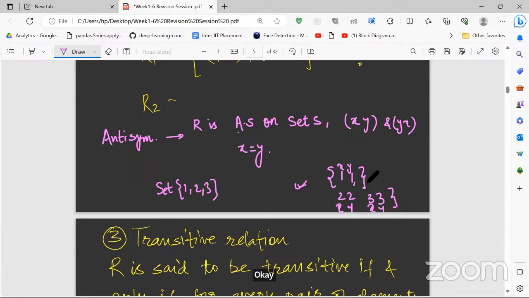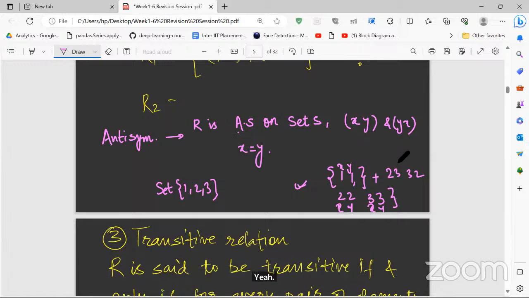Sir, does this mean that every reflexive relation is antisymmetric, or only the identity relation is antisymmetric? No, all reflexive relations won't be, because for any reflexive relation you can have all this, and apart from that you can also have some 2, 3 and 3, 2. But those are not the same, right? If we have the identity relation, then it is antisymmetric also, along with being symmetric. Antisymmetric relation is a subset of reflexive relation, isn't it, sir? Yeah, that is also correct.